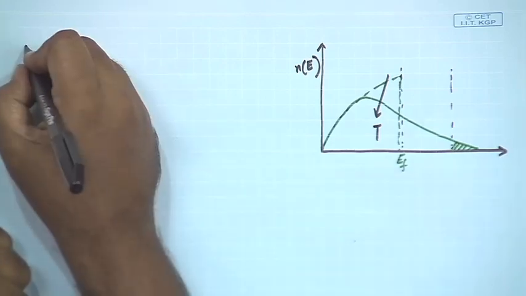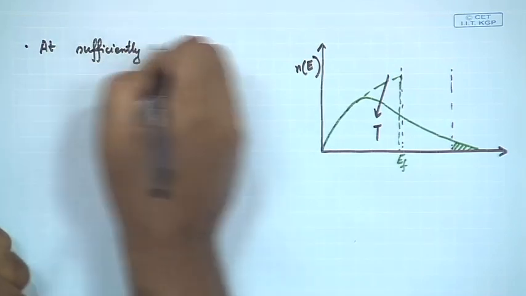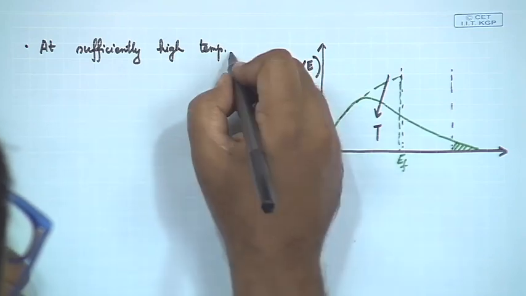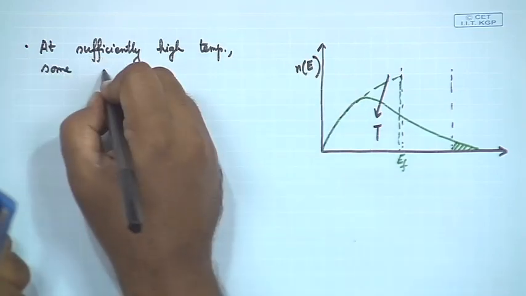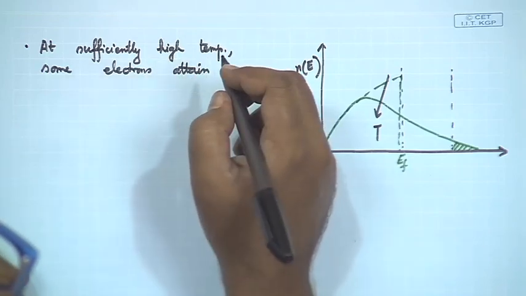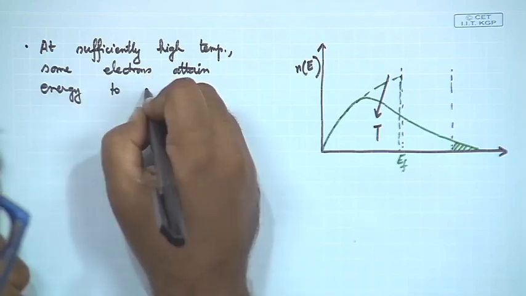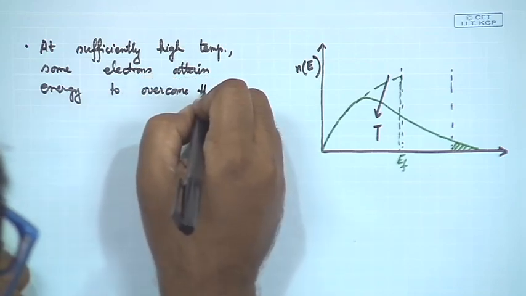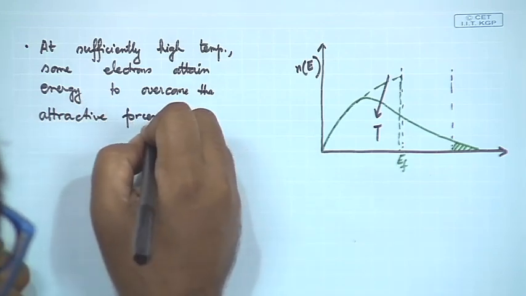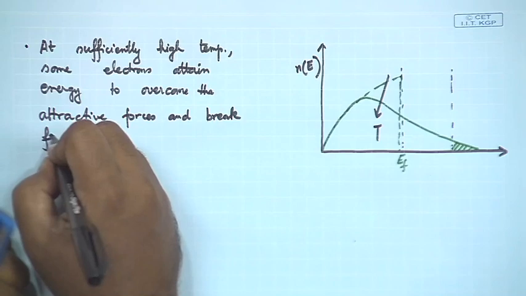So, let me write it down that at sufficiently high temperature, some electrons attain enough energy to overcome the attractive forces and break free. Okay.